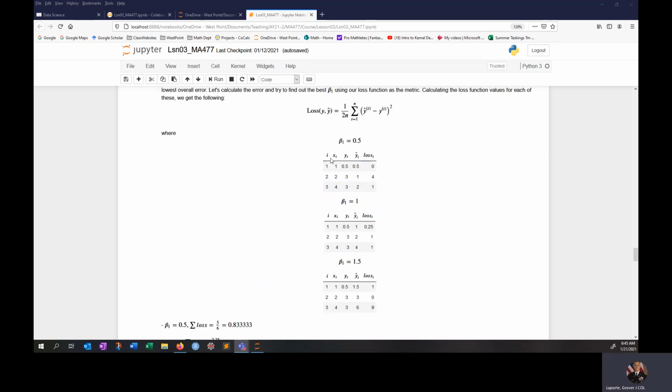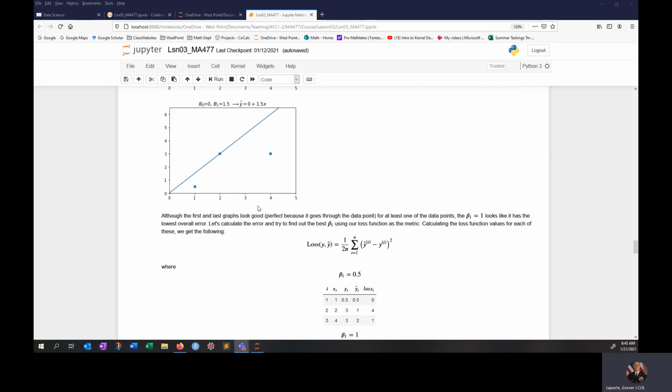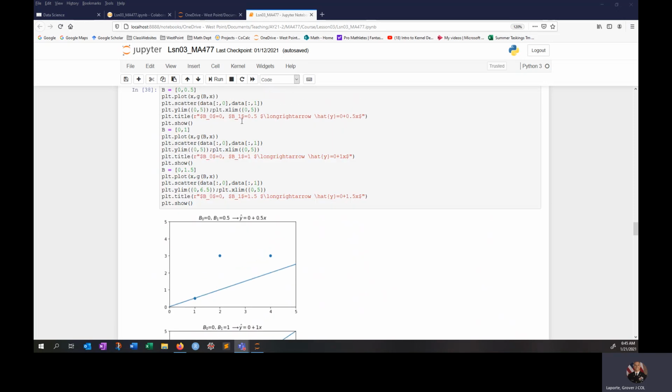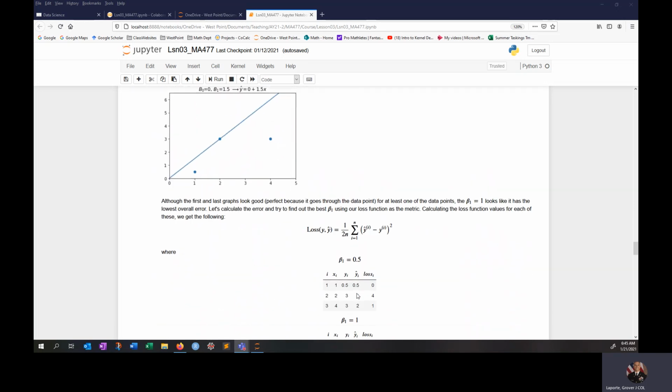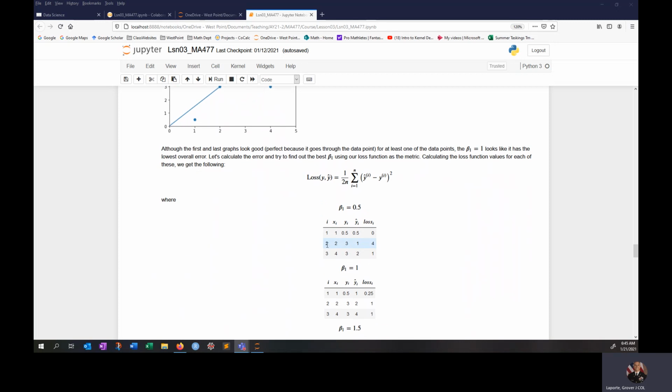You look at the second point here. I guess I should have put this thing maybe right underneath here, so I don't have to keep scrolling back and forth. But you get the idea. The second point, x is 2, y is 3. If you put 2 into the function, then you'll get 2 times 0.5, which is 1. Subtract these 2 is 2. Square it is 4.